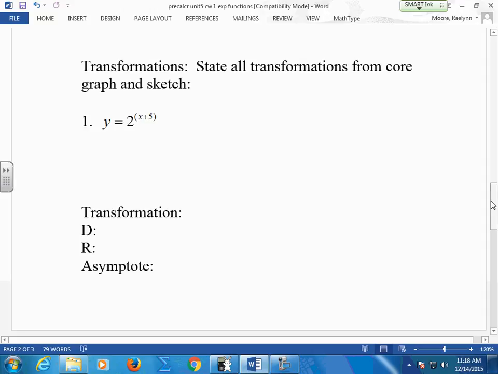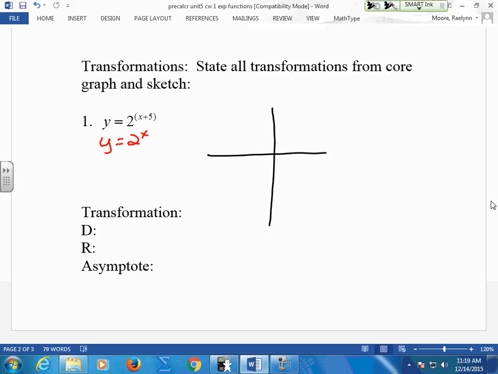Okay, now your transformations work just like the rest of your transformations. We do transformations on all your types of functions. And we do it on your logs as well. Now, we said before, always start with your core graph. Start with your basic core graph. Do your transformations off of your graphs, not off your calculators. So my basic core graph says this. I'm passing through the 0, 1. My domain is all real numbers. My range is from 0 to infinity. And my asymptote is y equals 0.